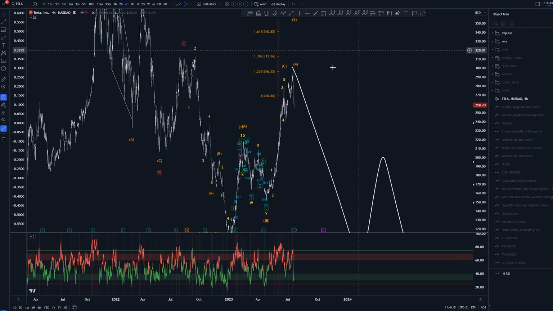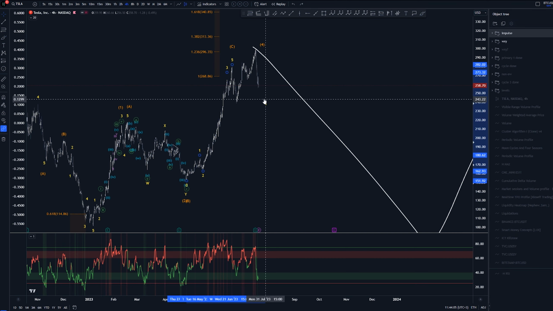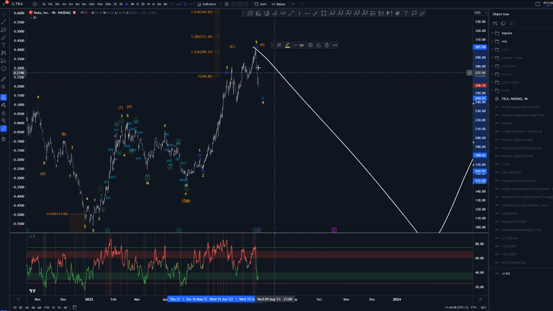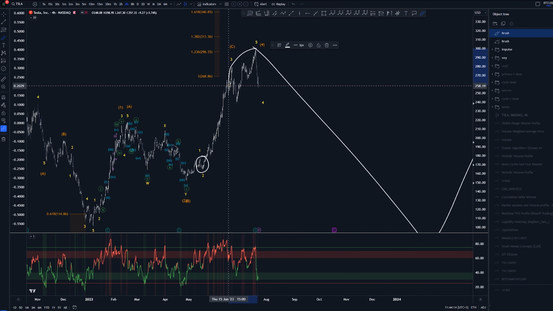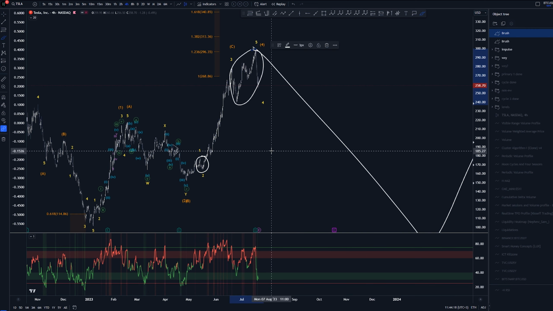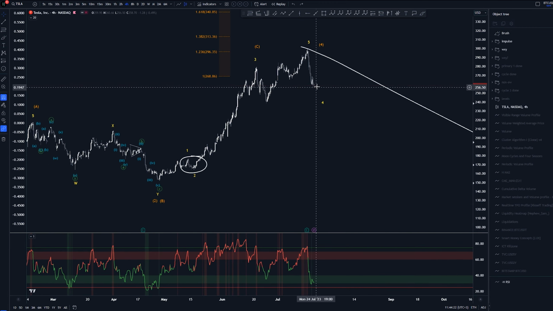It is possible that this whole thing is still part of that wave 4. The only reason I brought up the possibility that this whole thing could be done is that wave 2 was this size, and wave 2 was that size, and this whole thing is already sized up like this. That does not mean that we shouldn't be looking for long setups here.